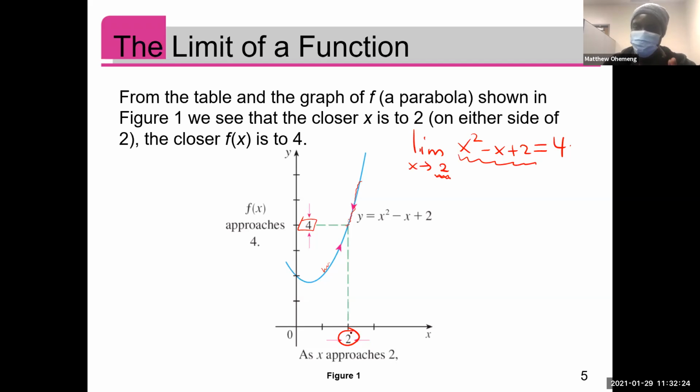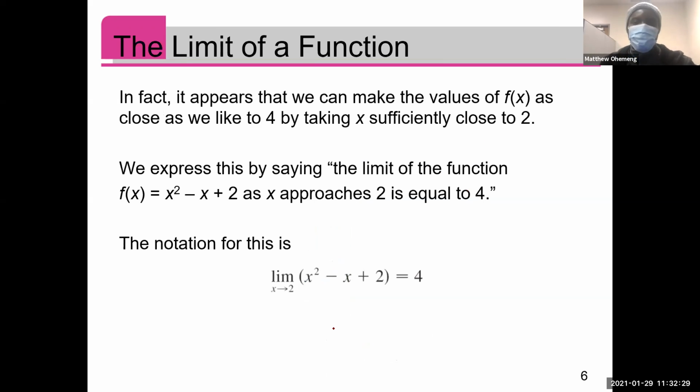Okay. Anybody needs time here? So that means that we can get the function to be as close to 4 as we can, as we take values of x closer and closer to 2. So we therefore say that the limit of the function f of s, which is s squared minus s plus 2, as s approaches 2, is equal to 4. That means we can make f of s as close to 4 as possible as we get closer and closer to 2. So that's how we say it.